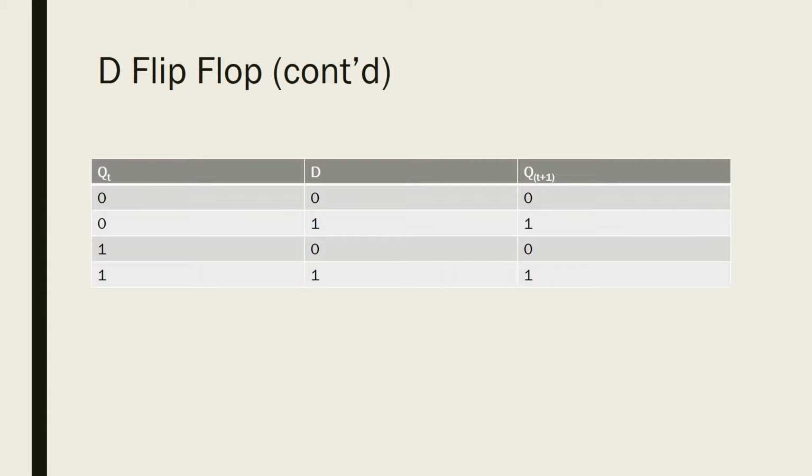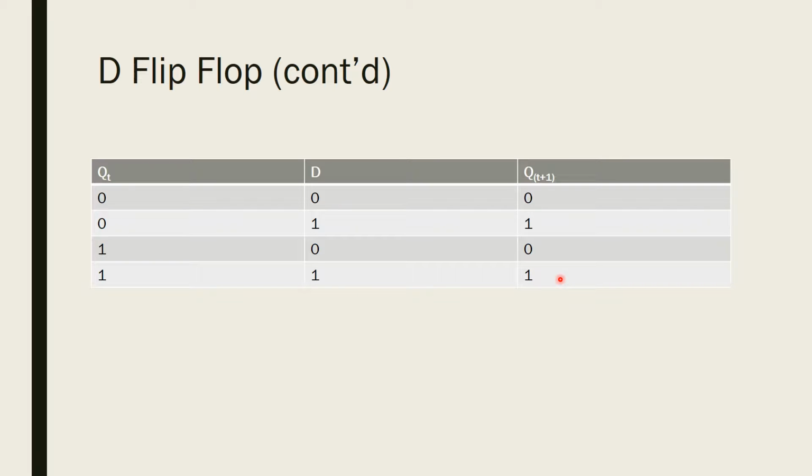Here we see the truth table for the D flip-flop. When the present state, or Q(t), is 0 and D is equal to 0, the next state, or Q(t+1), is equal to 0. When the present state is 0 and D is equal to 1, the next state is 1. When the present state is 1 and D is 0, the next state is 0. When the present state is 1 and D is 1, the next state is 1.